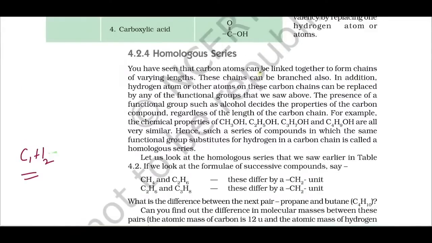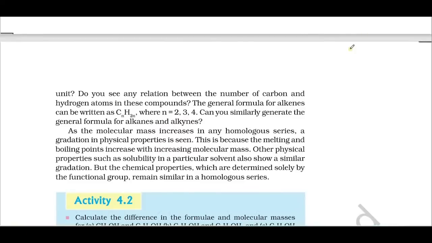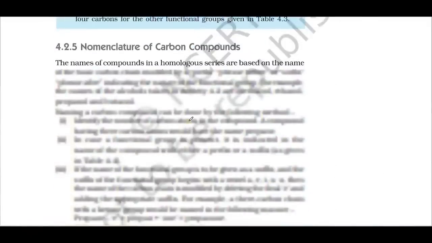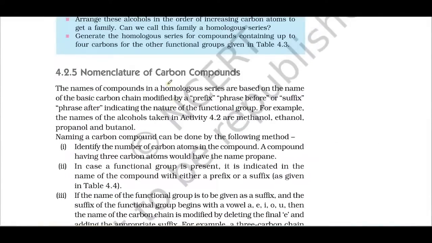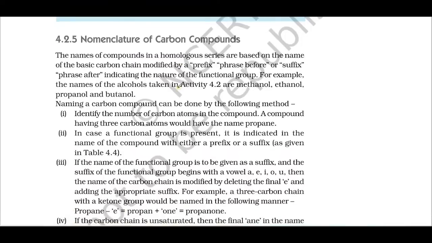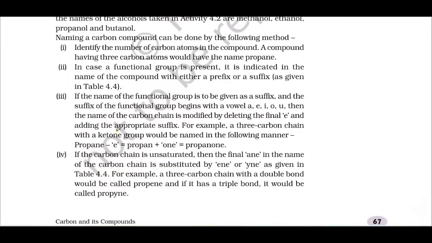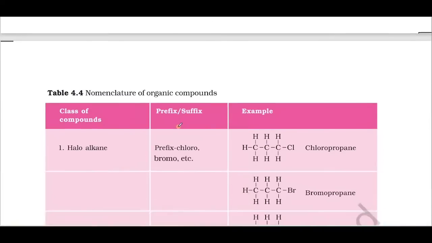Homologous series, will they have the same chemical and physical properties? Homologous series will have the same chemical properties but their physical properties will be different. Next, the nomenclature of carbon compounds. You should identify the number of carbon atoms in the compound, then the functional group present, whether it is a double bond or triple bond. Based on this, you will name the carbon compound.